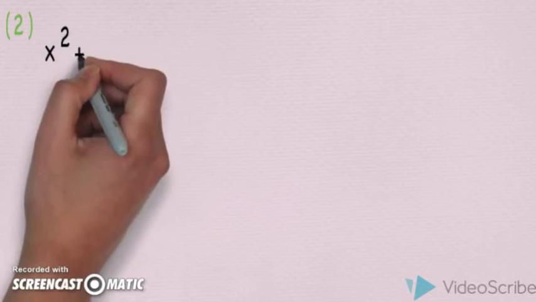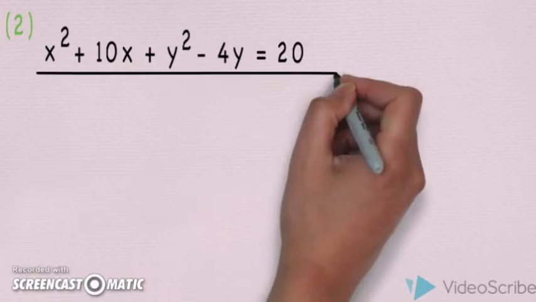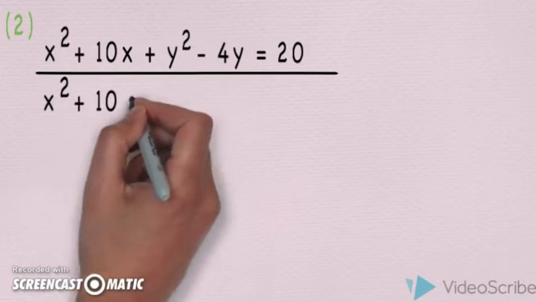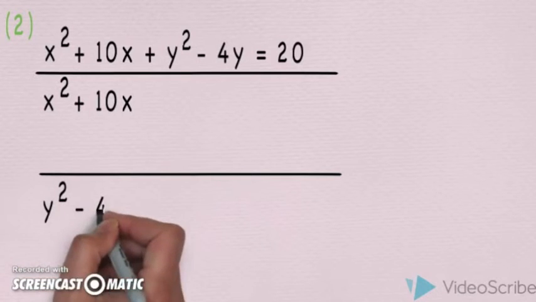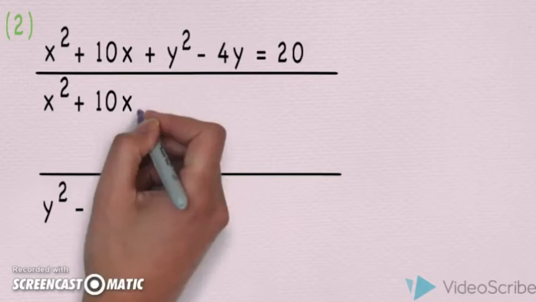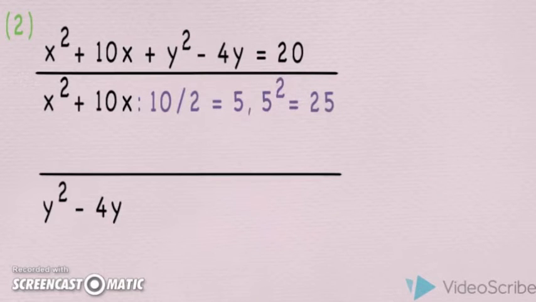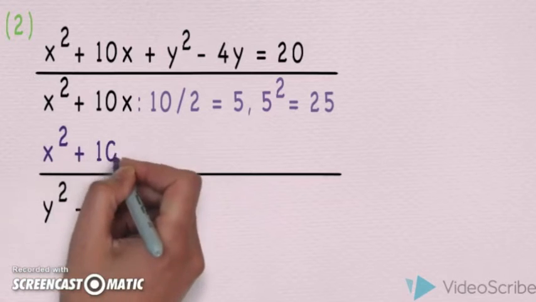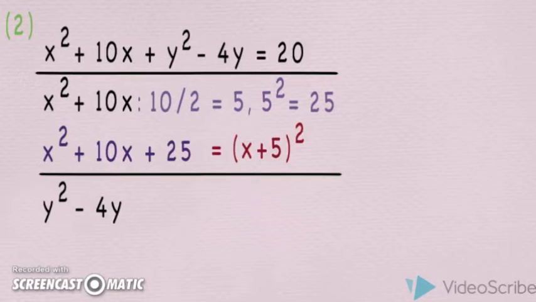Let's take a look at a second example. Again, we're going to want to separate the x terms from the y terms. Using our trick, we take the coefficient of the x term, 10, and divide it by 2, giving us 5. Thinking how that will factor out, we will need to add 25 to our original expression. In the standard form, this is the quantity x plus 5 squared.